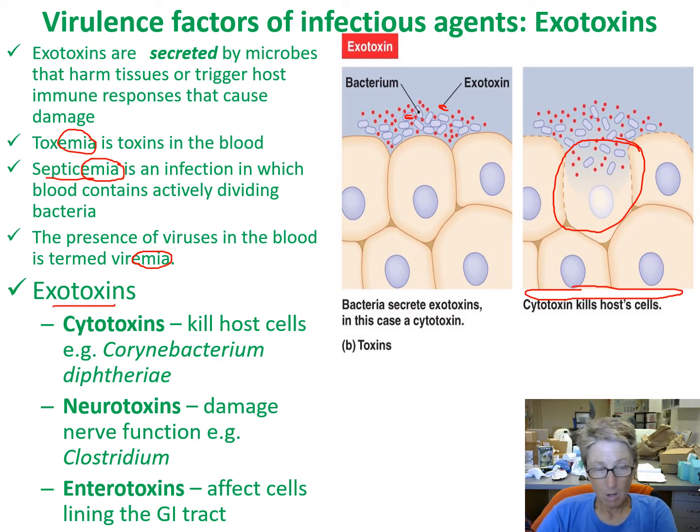And then exotoxins include subcategories: cytotoxins, neurotoxins, enterotoxins. Obviously, cyto is cell, so it's a toxin that kills the cell, for example, Corynebacterium diphtheriae. Neurotoxins, nerve, obviously nerve damage; Clostridium makes neurotoxins. Entero, I told you, is the gut, so enterotoxins are toxic to cells lining the GI.